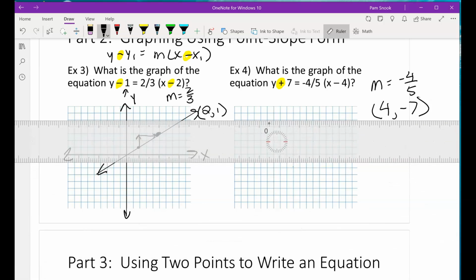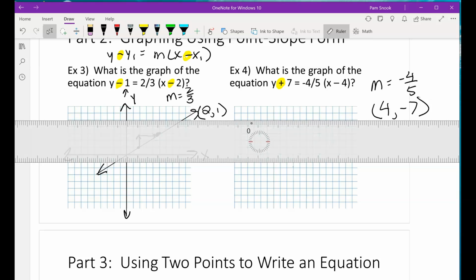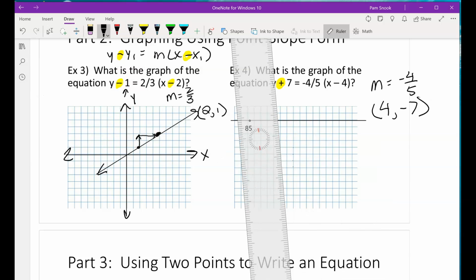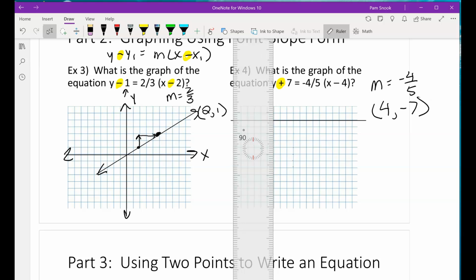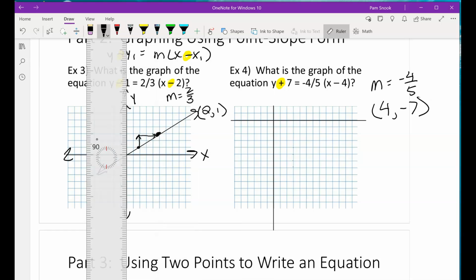And when I go to graph this one, I'm adjusting the location of my axes so that I can make sure that I fit my graph on my paper. So here's my x-axis. Here's my y-axis. And like I said, I just adjusted this so everything would fit. I have a point at 4, negative 7. So 1, 2, 3, 4. 1, 2, 3, 4, 5, 6, 7.